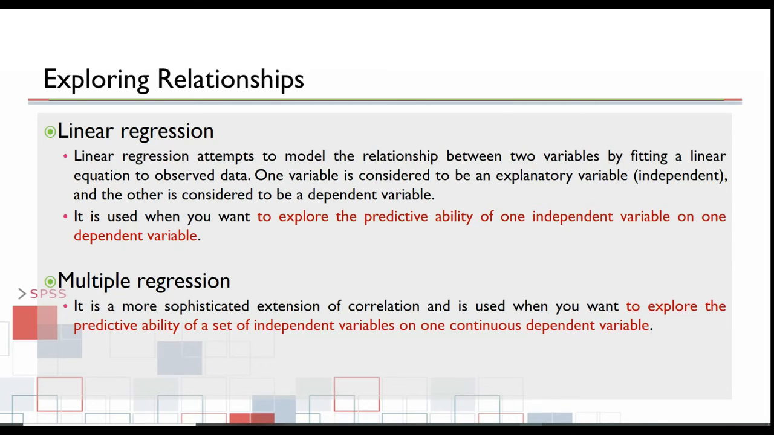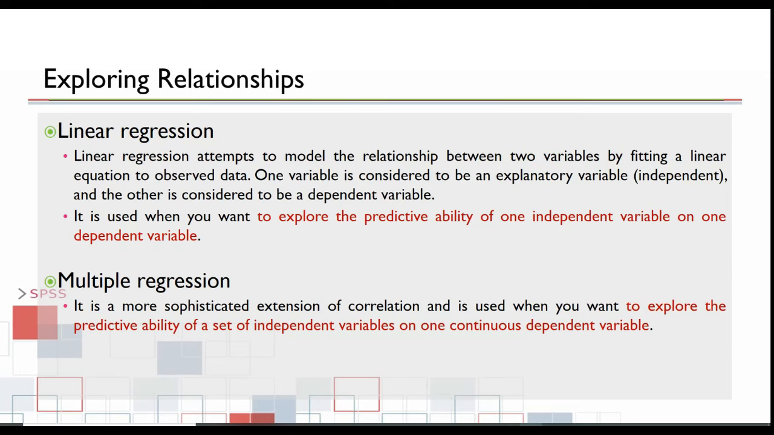We also have linear regression and multiple regression. Linear regression attempts to model the relationship between two variables by fitting a linear equation to observed data. One variable is considered to be an explanatory variable or independent, and the other is considered to be a dependent variable. So in linear regression, we have two variables, one independent and one dependent variable. The scale should be continuous over here. Okay, continuous. Next is multiple regression.